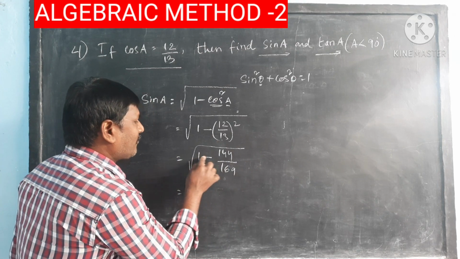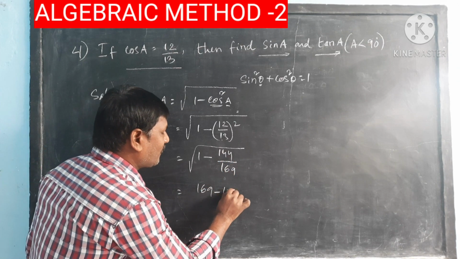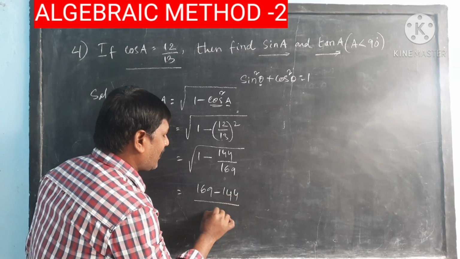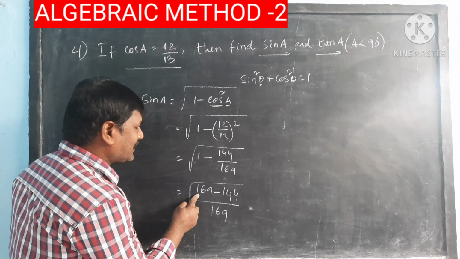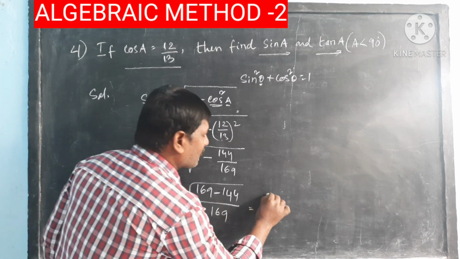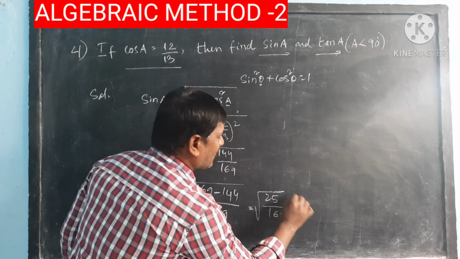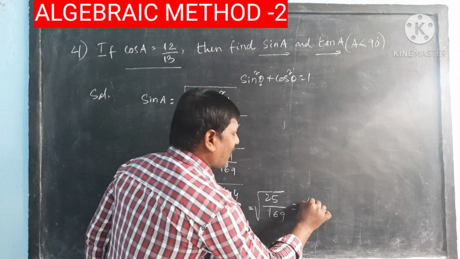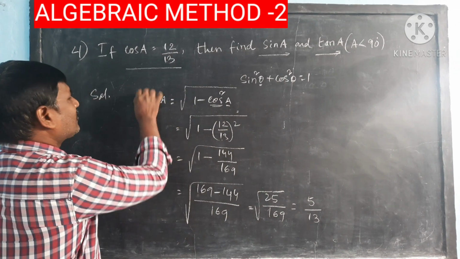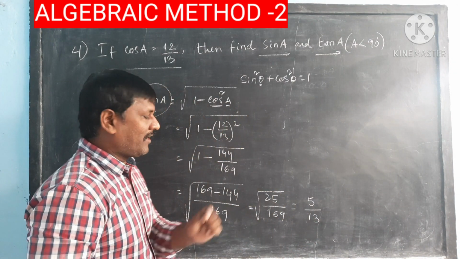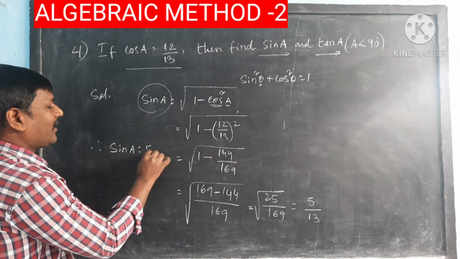We can write here 1 minus 144 by 169 is equal to 169 minus 144 divided by 169 under root. Now we can subtract this. 169 minus 144 is equal to 25 by 169 under root. Now the square root of 25 is 5 and the square root of 169 is 13. Therefore sin A is equal to 5/13.